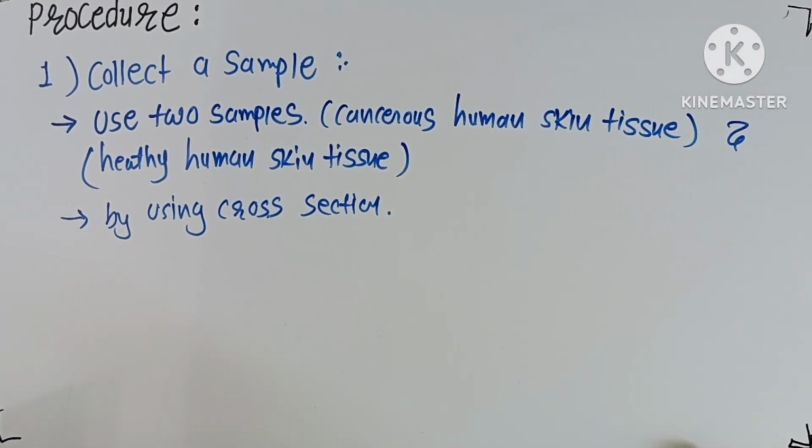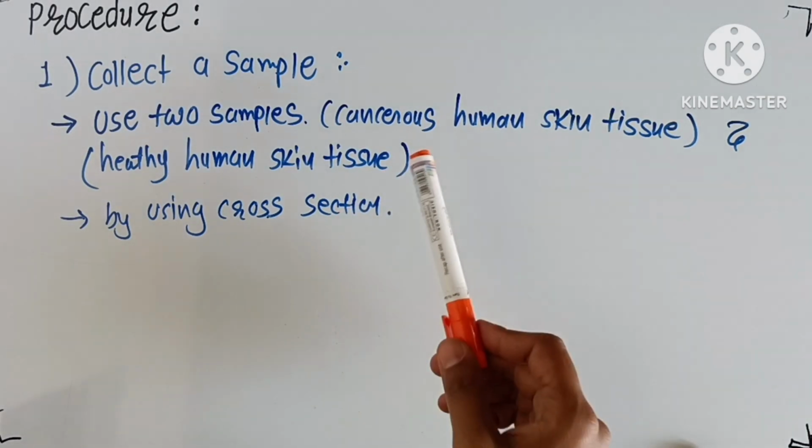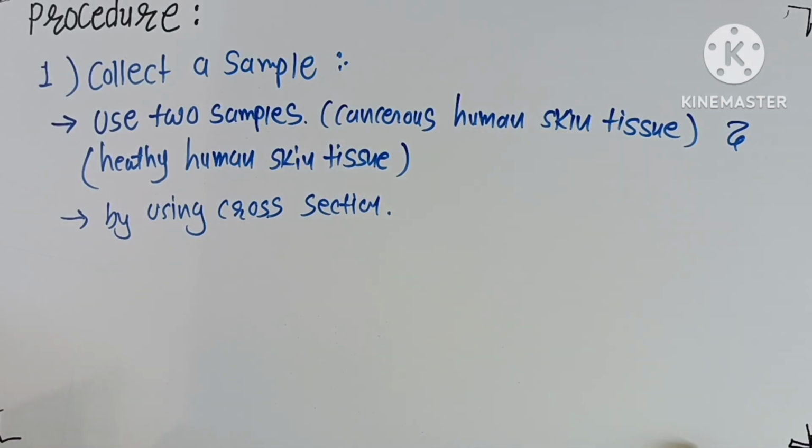Now let us discuss the procedure. There are six basic steps. First is collection of a sample, then isolation of mRNA, then create and label the cDNA, then hybridization, then the microarray scanner, and at the end, analysis of the data. We will discuss them one by one. First is collection of a sample. Here we use two samples: a cancerous human skin tissue and a healthy human skin tissue. These samples we have collected using a cross section.